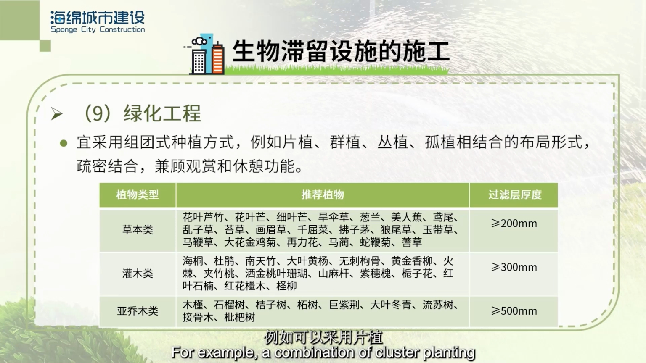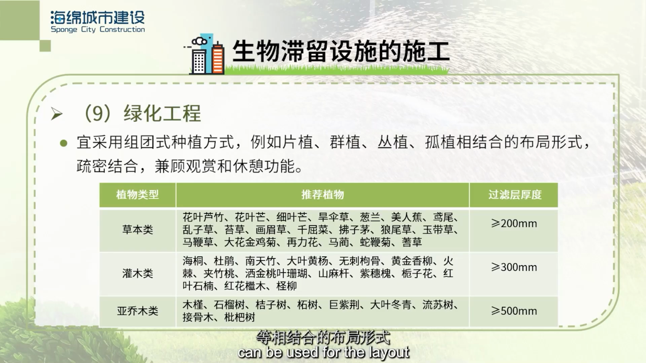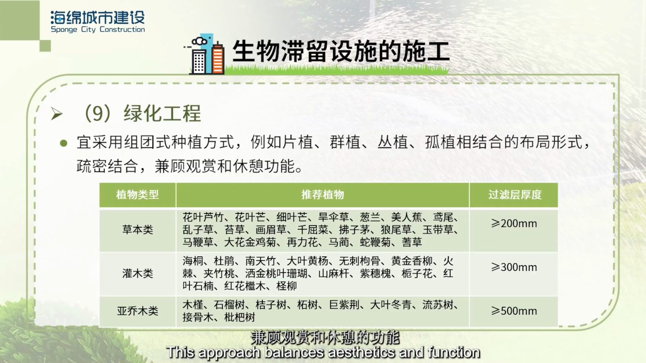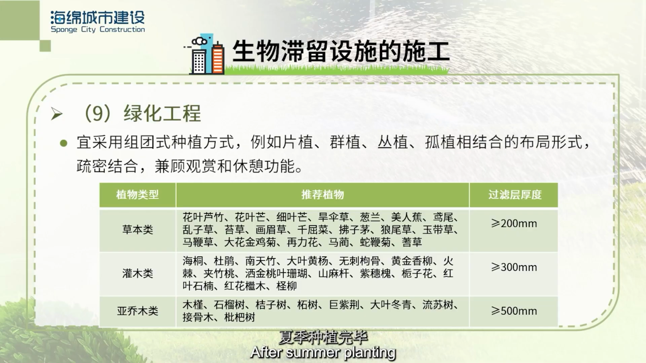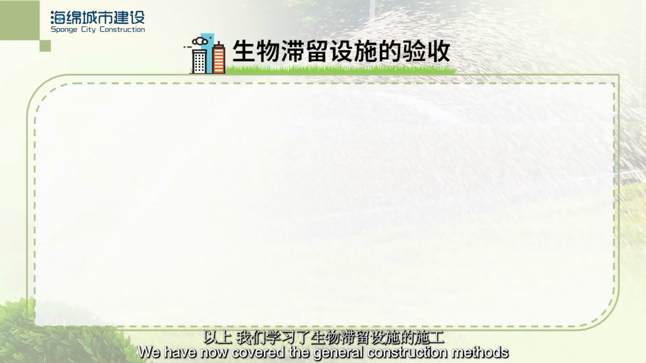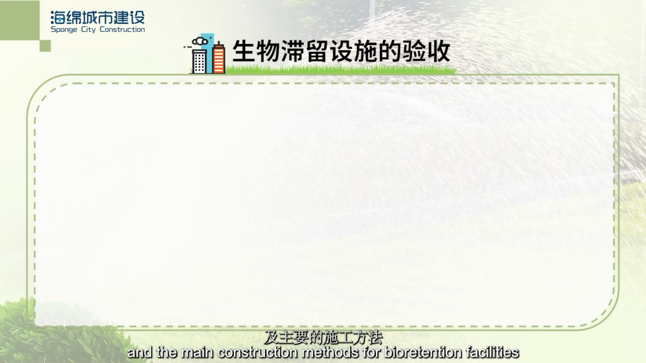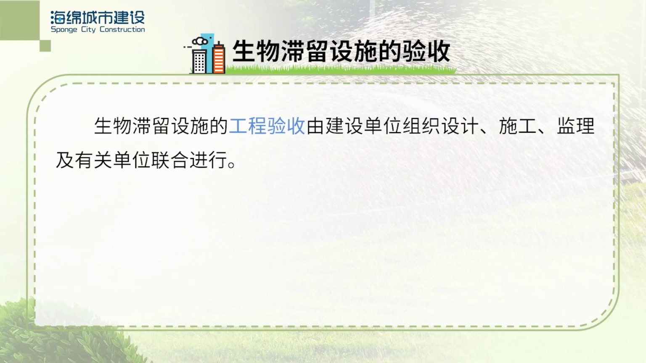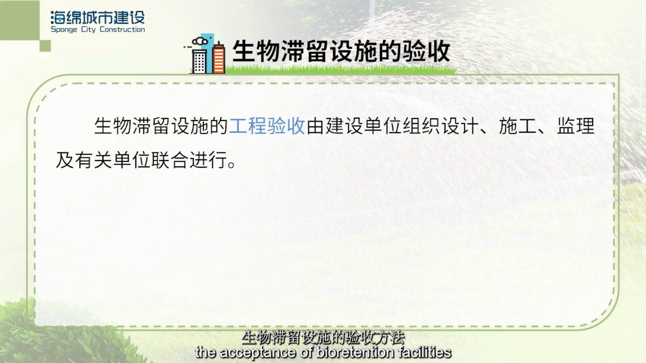For example, a combination of cluster planting, mass planting, group planting, and solitary planting can be used for the layout, a combination of density and openness. This approach balances aesthetics and function. After summer planting, daily watering is necessary to ensure plant survival. We have now covered the general construction methods and the main construction methods for bioretention facilities. Next, let's study the acceptance of bioretention facilities.